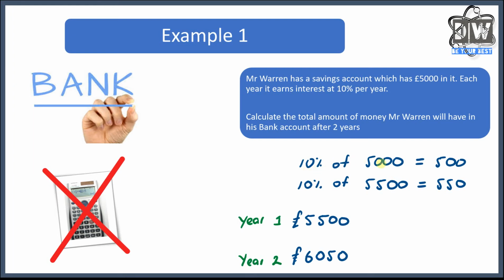We find out 10% of the original amount. Once we've found it, we add it to year one, and then we start the process again, and we add our last amount into year two. If it was 3 years, then we would do the process again. Normally, without a calculator, you're looking at 2 to 3 years maximum, okay?